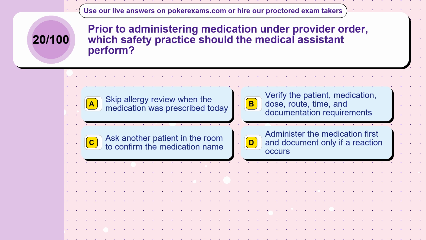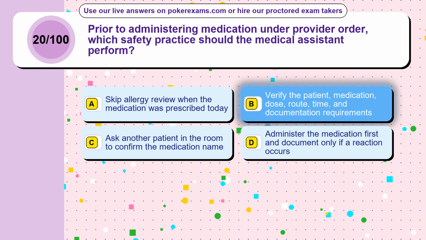Option C. Ask another patient in the room to confirm the medication name. Option D. Administer the medication first and document only if a reaction occurs. The correct answer is option B. Verify the patient, medication, dose, route, time, and documentation requirements.